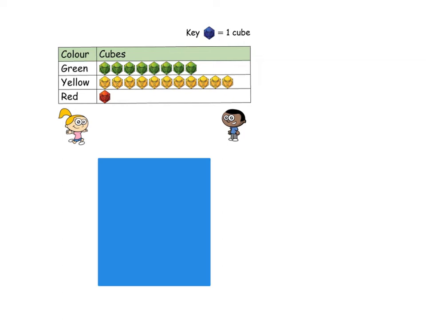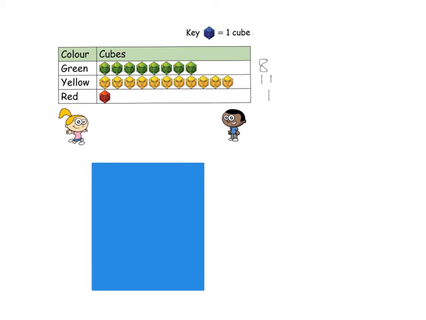We can see that we have 8 green cubes altogether. We have 11 yellow cubes altogether, and we have 1 red cube. If we were to make towers using these cubes, we would have 8 cubes in the green tower, 11 cubes in the yellow tower, and 1 cube in the red tower, just like you can see down here.